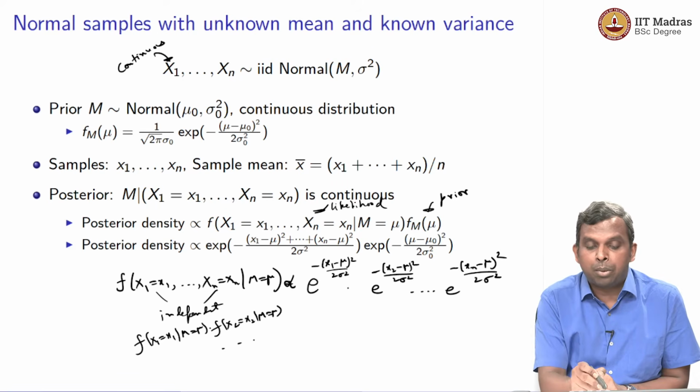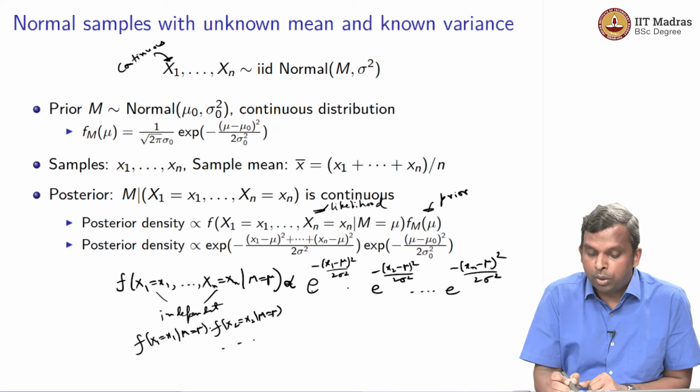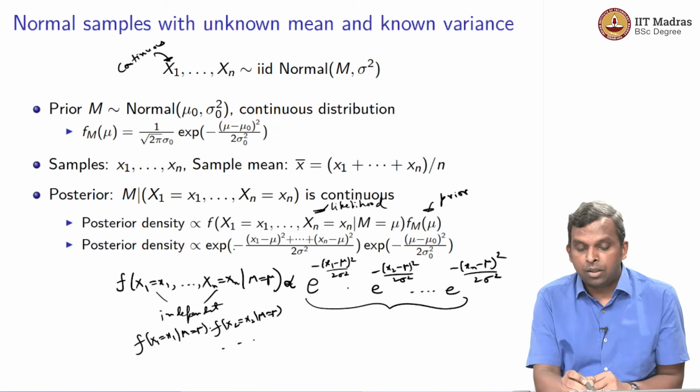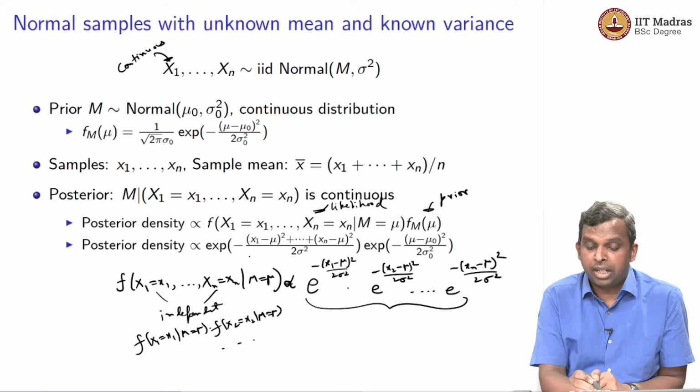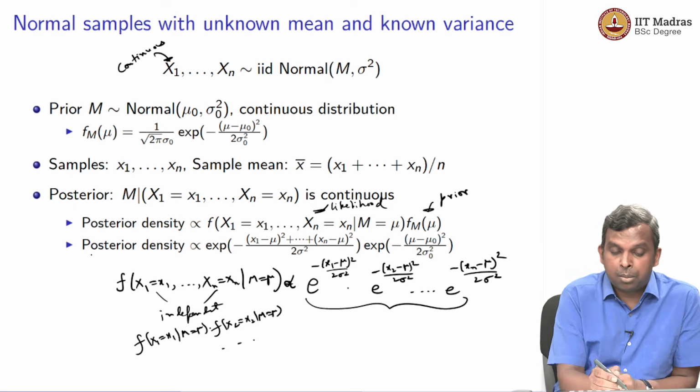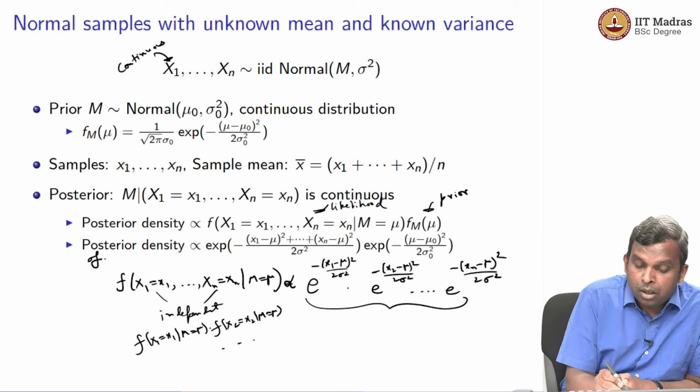The prior is just e power minus (mu minus mu naught) squared by 2 sigma naught squared. Okay, so you can add all these things. Multiplying is the same as adding in the exponent. So that's what I've written here. Okay, so the posterior density has this form: e power minus some of all these things. Remember, it's a posterior density of M equals mu, right? So that's important to understand.